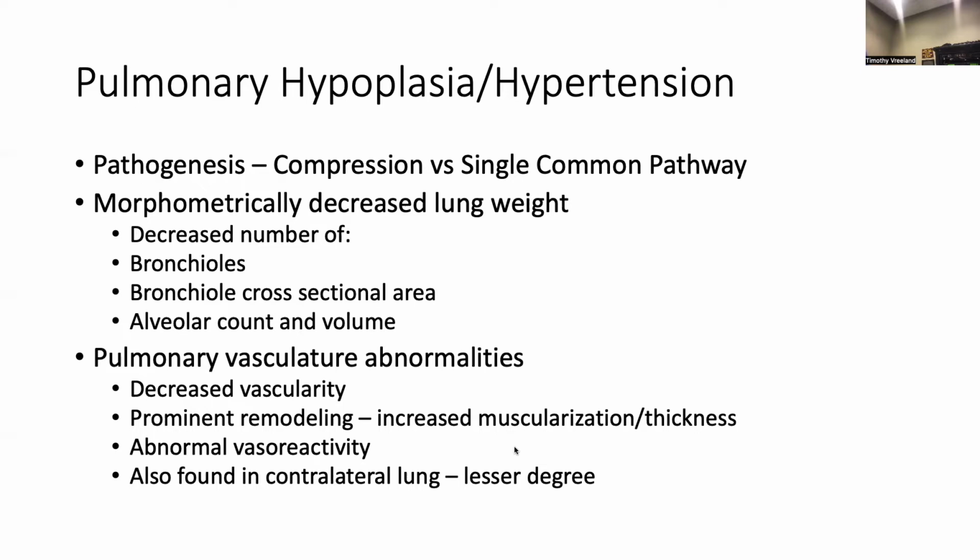The thing that argues for a common pathway, and argues that we don't really know what's going on, is that all of these changes to a lesser degree are also found in the quote-unquote normal lung. So it can't all be just because of compression from viscera occupying space in the left chest.